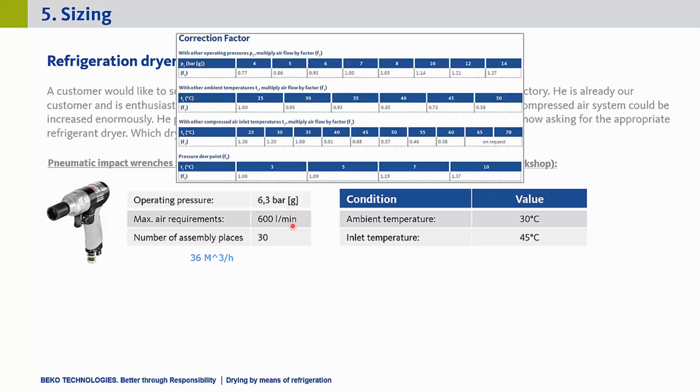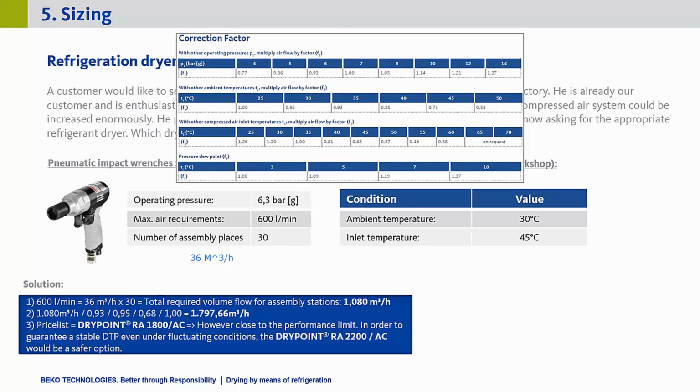So 600 liters per minute is, as it is already shown here, 36 cubic meters per hour. And now we have to multiply this with 30 because we need the maximum volume flow. So if we have these 36 cubic meters per hour multiplied with 30, we end up with roughly 1080 cubic meters per hour. And that is the volume flow that we need to divide with the correction factors.